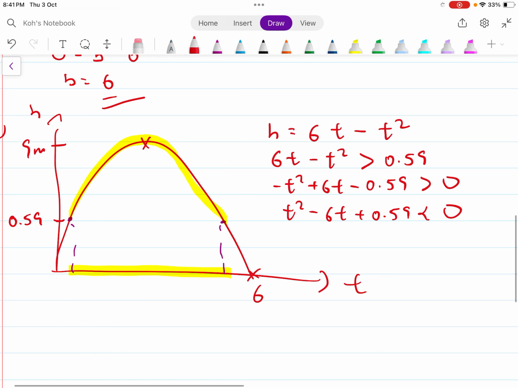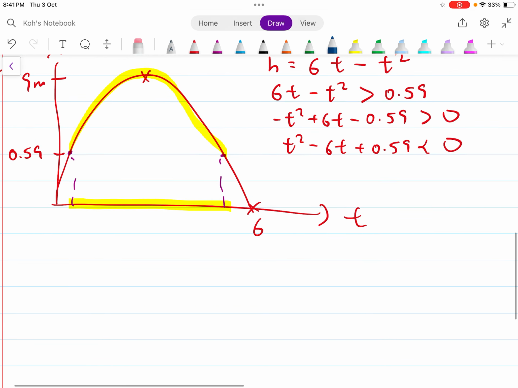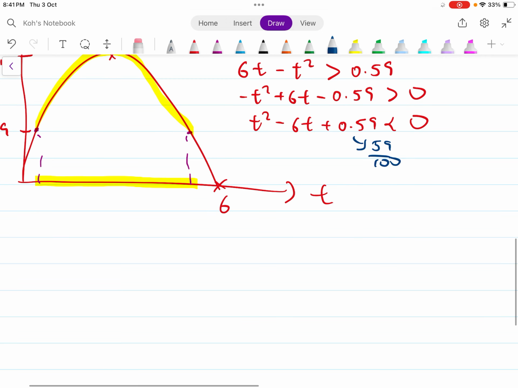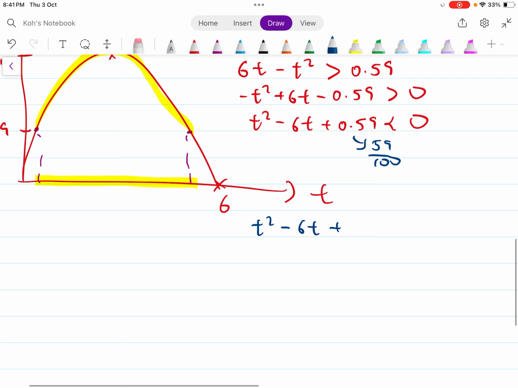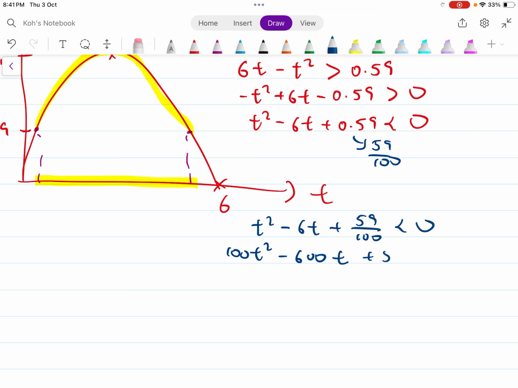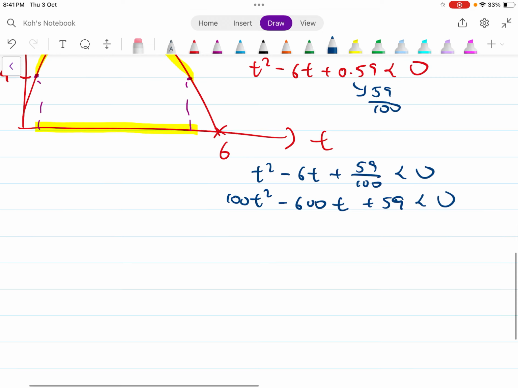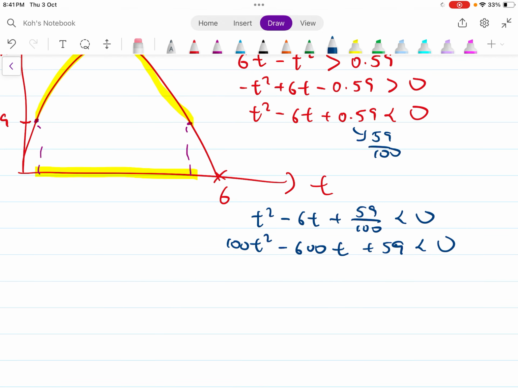Okay, with this, maybe I do a bit of conversion because I want to solve the quadratic. So first is t squared. Maybe I convert this to 59 over 100 first. Then you times 100 throughout because I want to make it into a very proper formula. So t squared minus 6t plus 59 over 100 less than 0. So I times 100 throughout. So it's 100 t squared minus 600t plus 59 less than 0. Then the next part, maybe not. Maybe I just keep it as such because I think it's quite complicated.